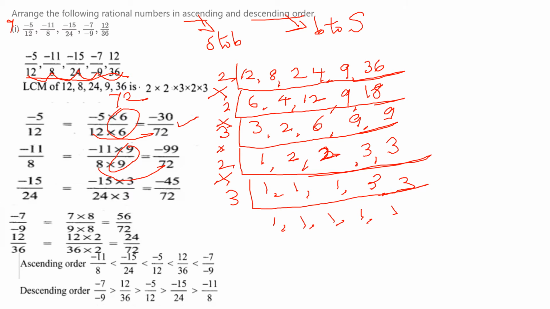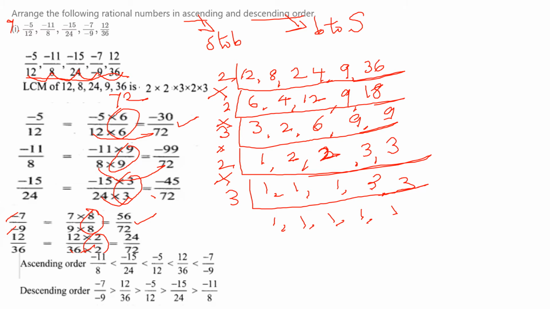Next minus 15 by 24. 24 into 3 is 72. So therefore multiply 3 by 3. Next minus 7 by minus 9, means you cancel the minus in numerator and denominator. So remaining 7 by 9 is there. So 8 by 8 you multiply, you get 56 by 72. And 12 by 36 also, 36 into 2 is 72. So multiply 2 by 2, 24 by 72.